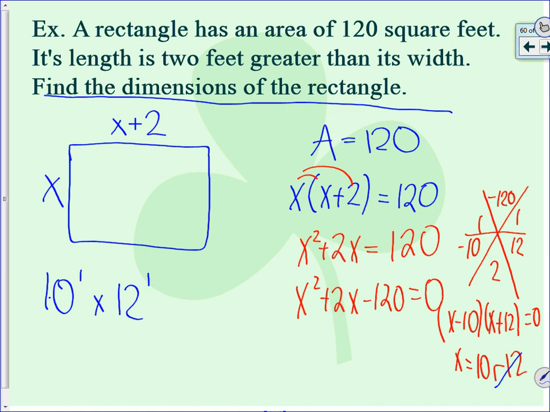So it's a 10 by 12 rectangle because the width is x units long, the length is x plus 2 units long. Is the area of a 10 by 12 rectangle 120? Yeah, and the length is 2 feet longer than the width. And this little symbol, which looks like half of a quote, means feet. Okay. Questions?